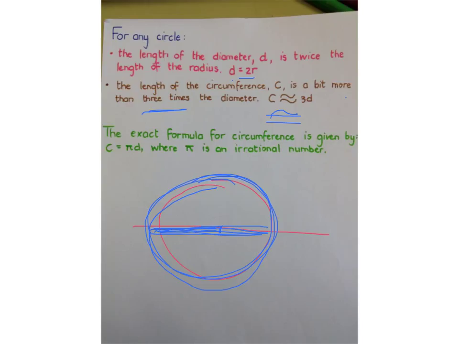So the exact formula for a circumference is given by C is equal to pi d, where d is the diameter. So you do pi times your diameter, and remember diameter is that, where pi is an irrational number. An irrational number, remember, is something that goes on and on and on, with no recurring numbers. Pi is 3.14, and it carries on, and it will give you the exact circumference. All right, let's go on to the next slide.